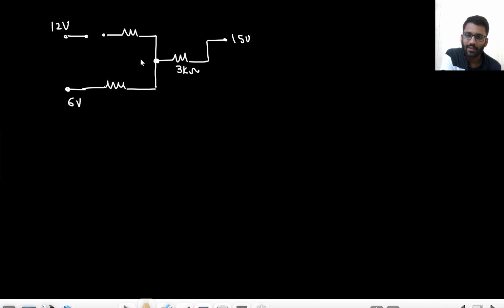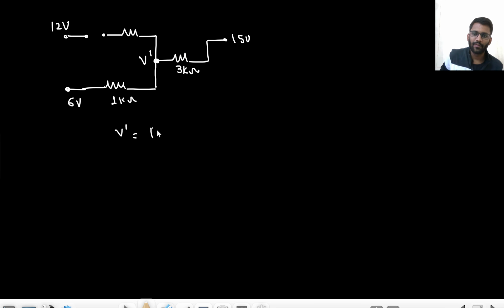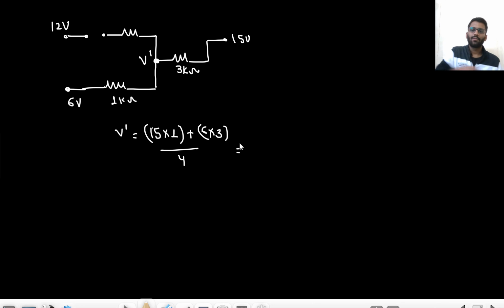Now just find the potential of this point. Let's call this point V dash. What will be V dash? This was 1 kilo ohm, no? At 6 volt, we had 1 kilo ohm. So what is V dash? V dash would be 15 into 1 plus 6 into 3, by 4. 15 plus 18, how much is that? 33. 33 by 4.